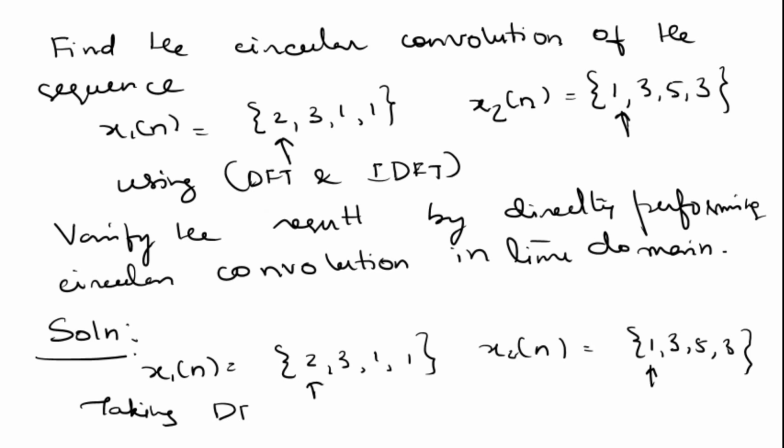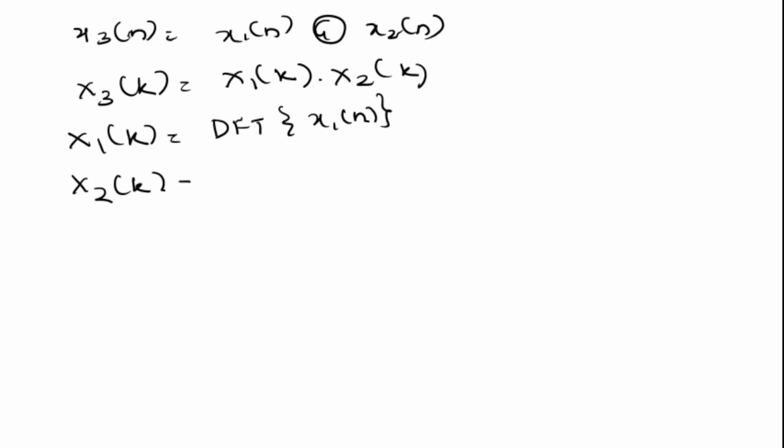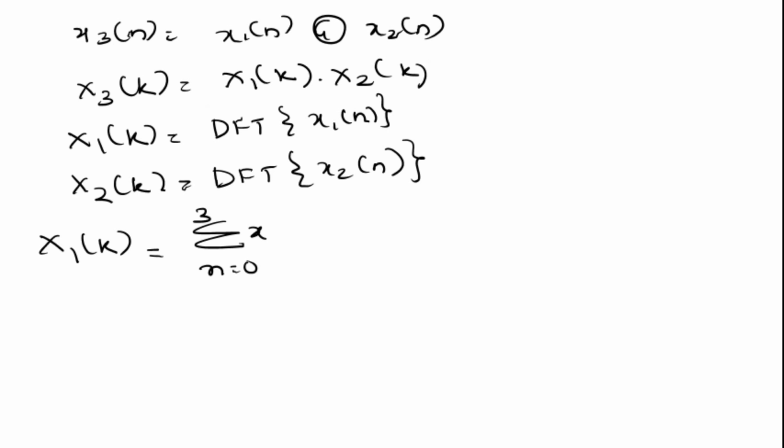Taking DFT on both sides of x3 of n is equal to x1 of n, 4 point circular convolution with x2 of n, we get X3 of k is equal to X1 of k into X2 of k, where X1 of k is equal to DFT of x1 of n, and X2 of k is equal to DFT of x2 of n. Then X1 of k is equal to summation n equal to 0 to 3 x1 of n e power minus j 2 pi nk by 4, where k varies from 0 to 3.